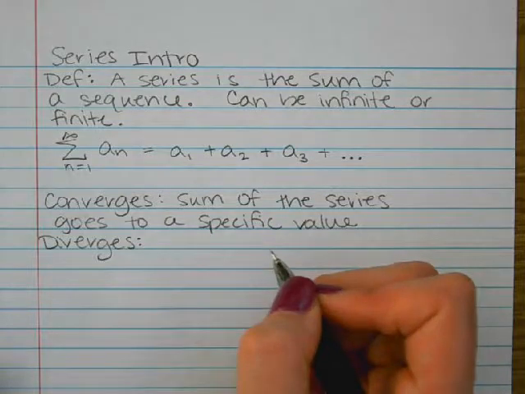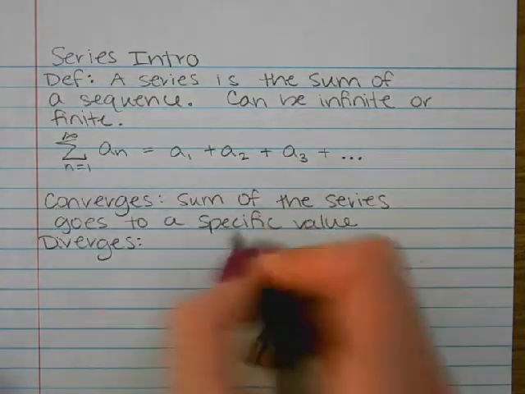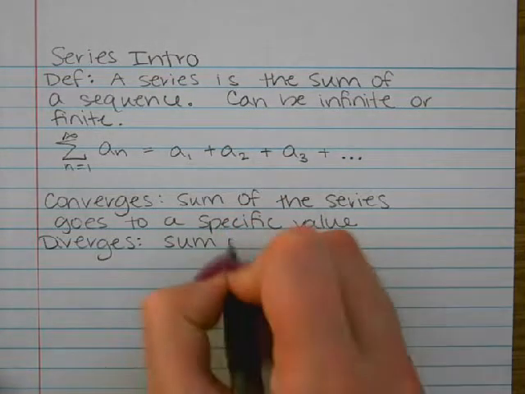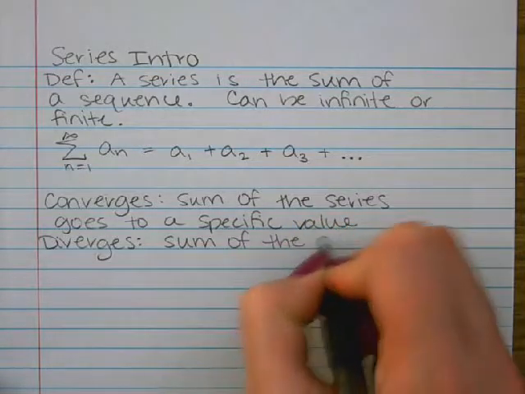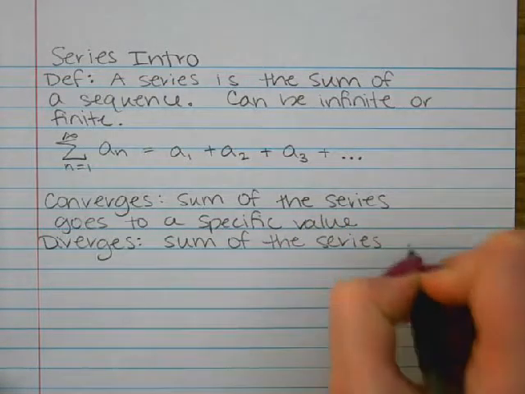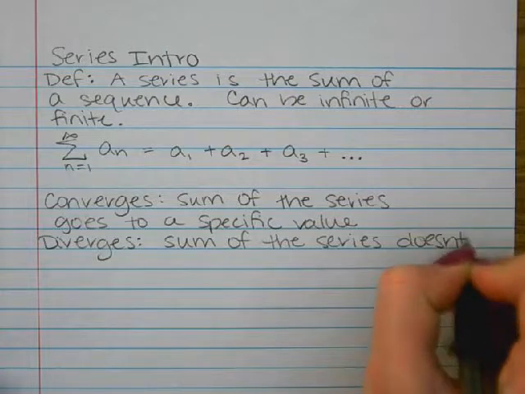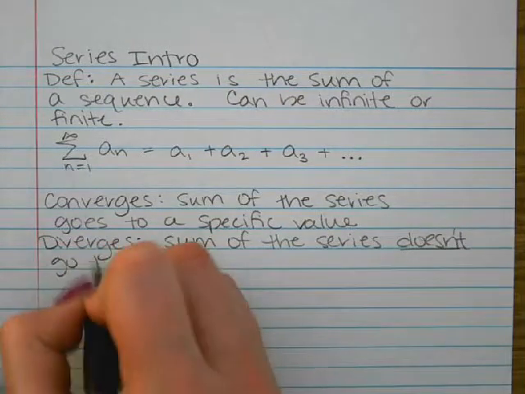Then we would say that the series diverges if the sum of the series does not go to a specific value.